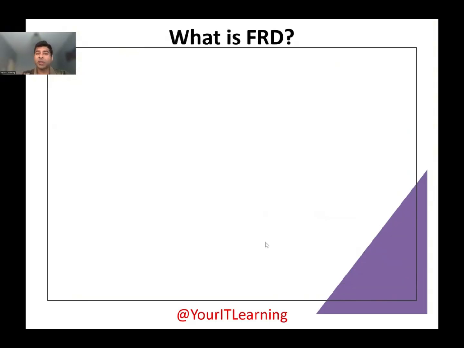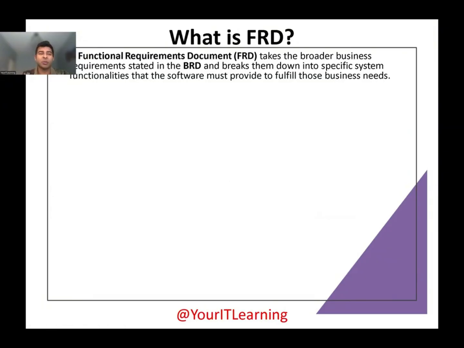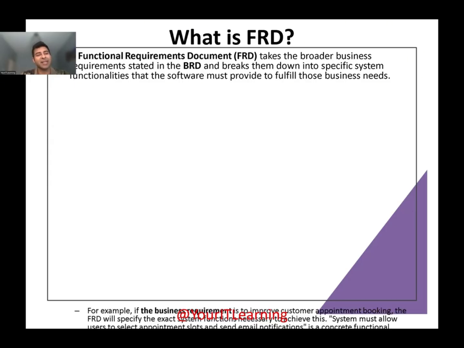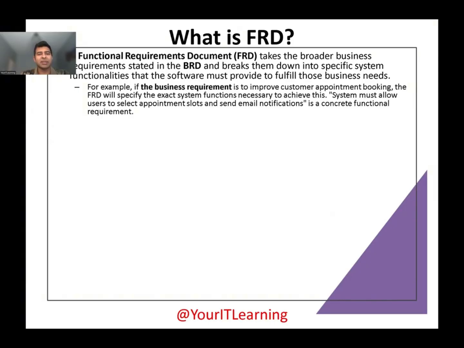Now let's talk about what is FRD. The functional requirement document takes the broader business requirements stated in the BRD and breaks them down into specific system functionalities that the software must provide to fulfill those business needs. So let's discuss an example. If the business requirement is to improve customer appointment booking, the FRD will specify the exact system functions necessary to achieve this. The system must allow users to select appointment slots and send email notifications, which is a concrete functional requirement.